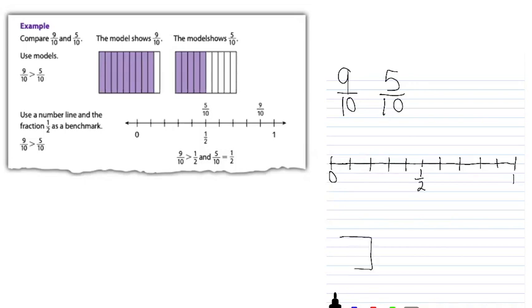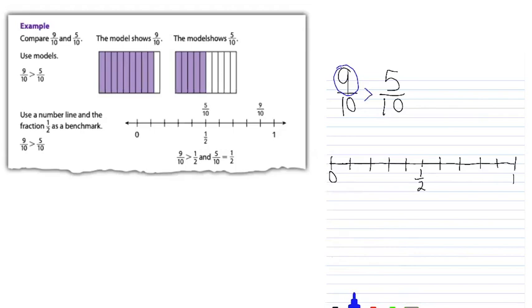But it also means that if you're given a picture this size and this size, they are not the same size whole pieces, so they cannot be compared. So not only should they have the same denominator, but they have to be the same size if you're given a visual model. Anytime your denominators are the same, you can compare the numerators just as if they were whole numbers. So 9 is greater than 5 in whole numbers, so 9/10 is greater than 5/10.